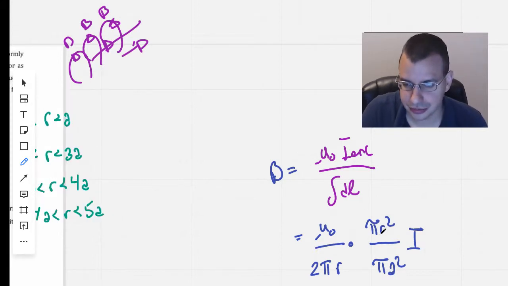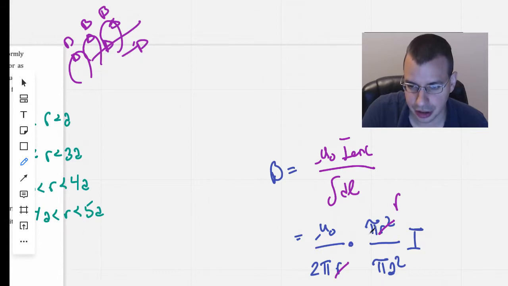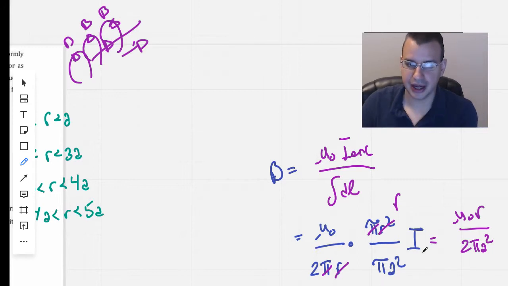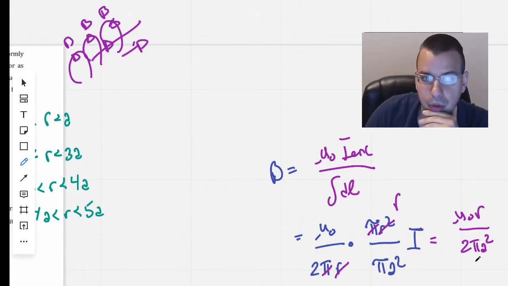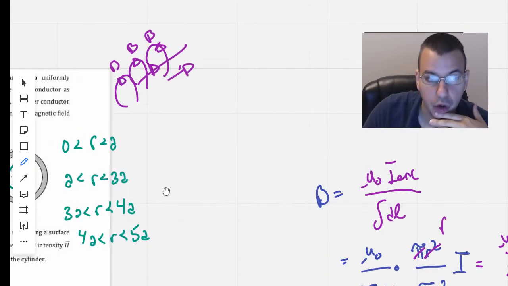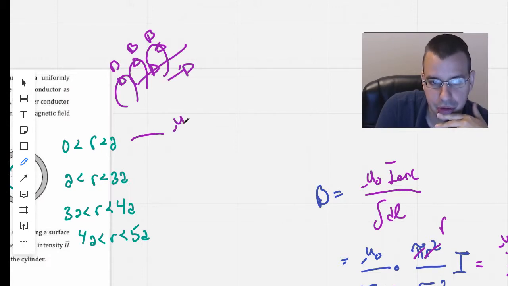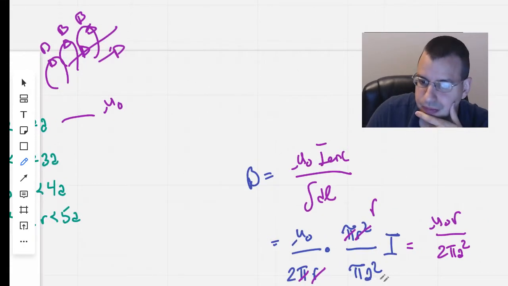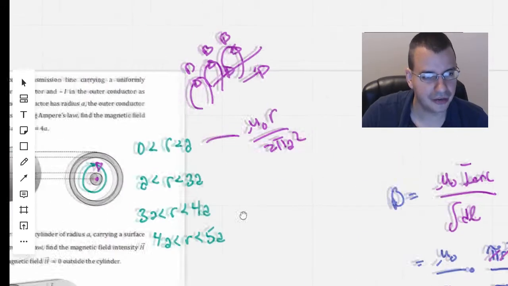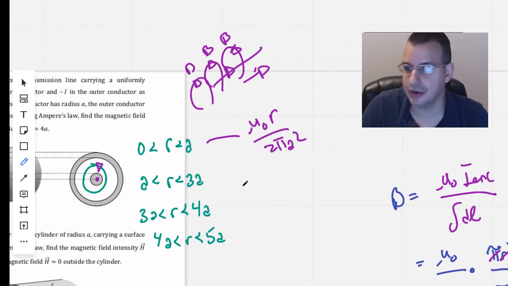Do some canceling. So one of these r's will disappear, one of the pi's will disappear, and we're left with mu naught r over 2 pi a squared. So this is basically saying that as our radius gets bigger, we get more and more magnetic field, which makes sense because we're still in the wire. As we're getting bigger, we're picking up more current. So this would be mu naught r over 2 pi a squared. Excellent. And then if you want to convert this to H, you basically divide by mu naught, which means that mu naught goes away.